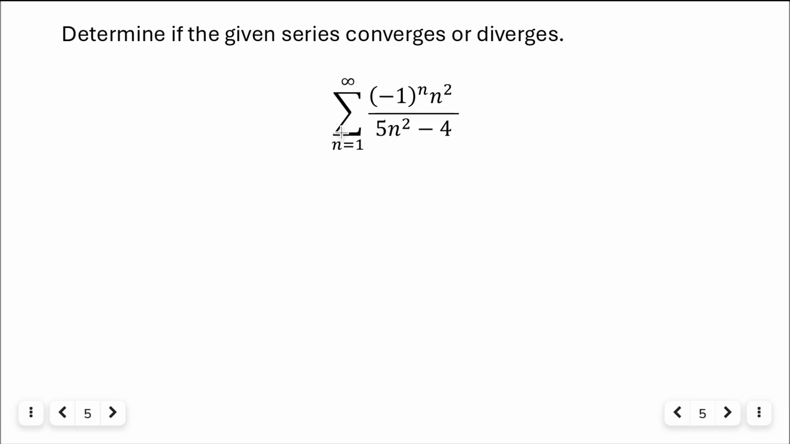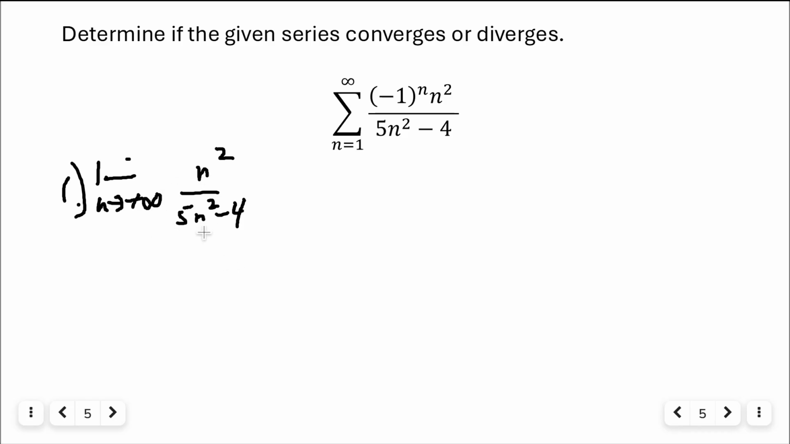Same idea. Again, we can see that this alternates. That's a negative 1, plug in 2. Now it's positive, plug in 3. Now it's negative again. 4, it's positive again. All right, so the first thing we have to do is find the limit as n goes to infinity of n squared over 5n squared minus 4. Okay, so that's infinity over infinity.